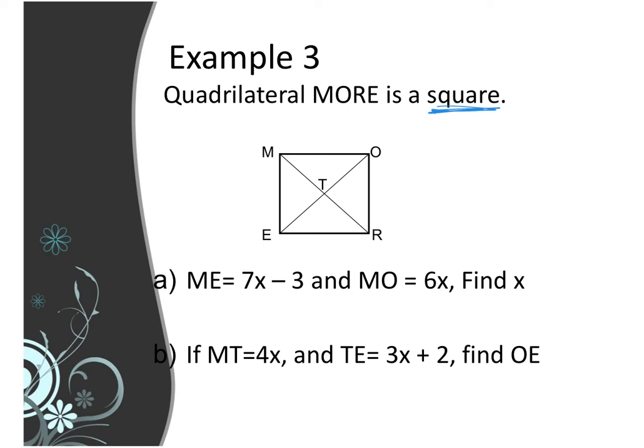No. Equal them to each other. Why, Janellis? This is 7x minus 3. You're absolutely right. And this is 6x. Why do these two need to be congruent? Zoe?